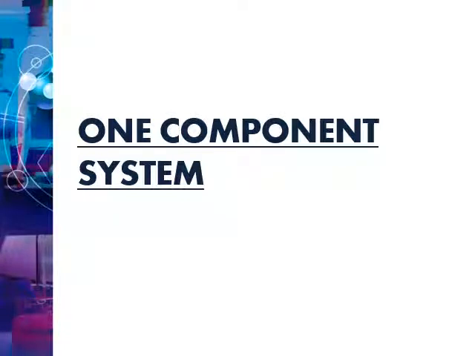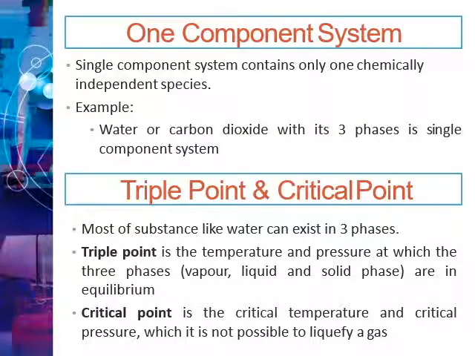Okay, so we will continue with one component system. First things first, you need to know what a one component system is. One component means that it has just a single component, such as H2O. Only one chemically independent species, such as H2O. For example, we have water, H2O, or a carbon dioxide system, which also has three phases in a single component system.